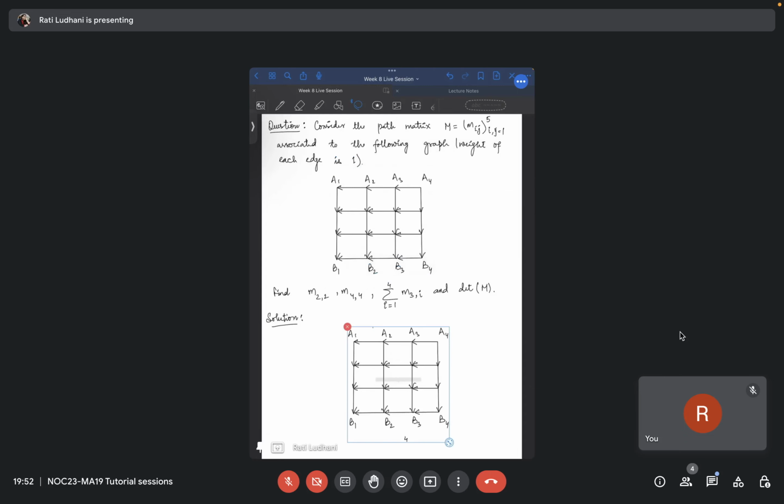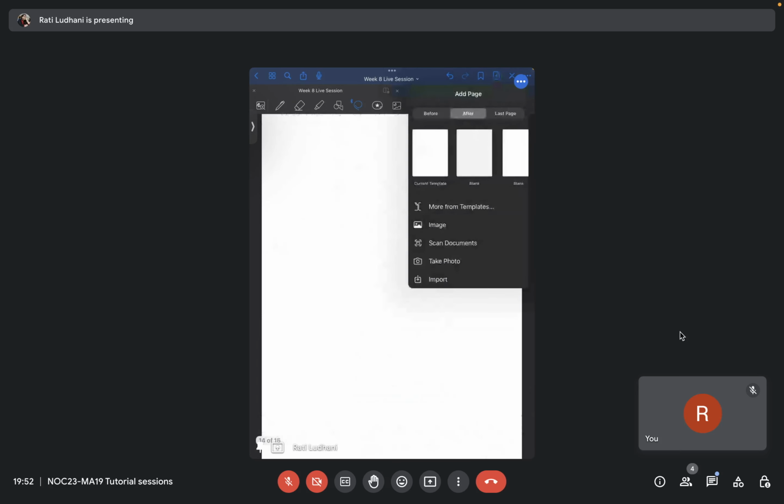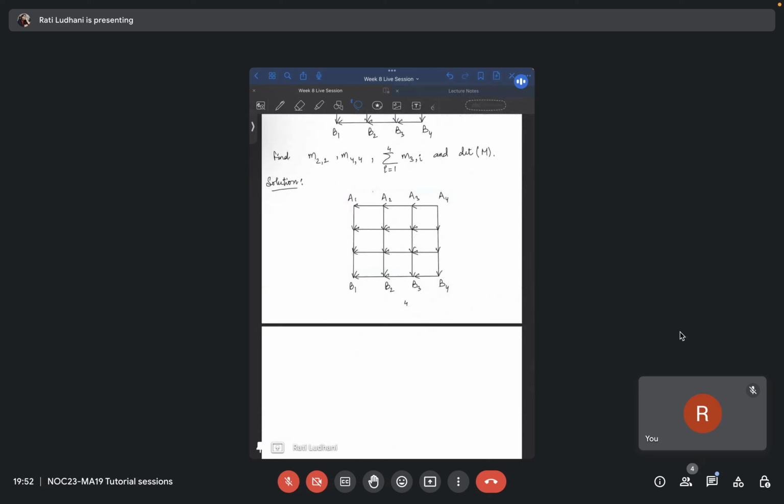Yeah. So you have this. Now let's see. Again, for example, you need to consider A2 to B2, M22. So let's calculate what M22 is. What you need to consider is, you are at A2, going to B2. Okay, let's see how many paths we have.